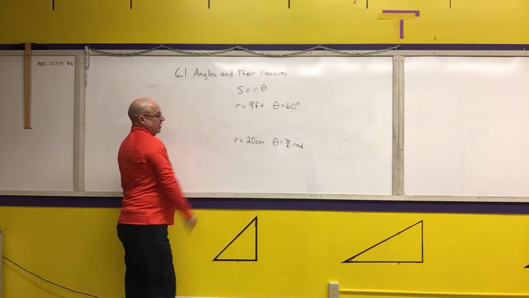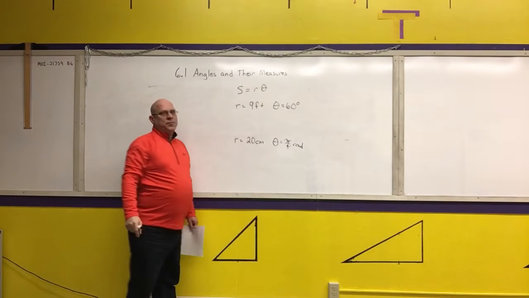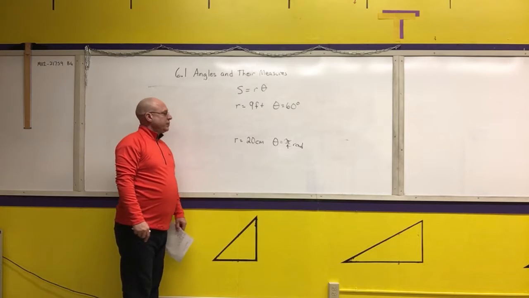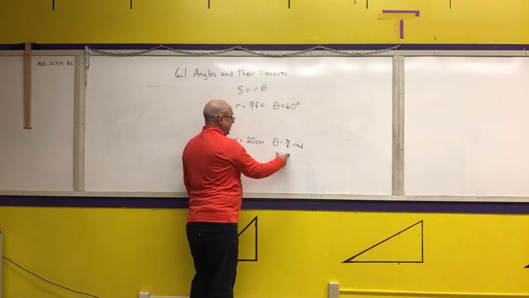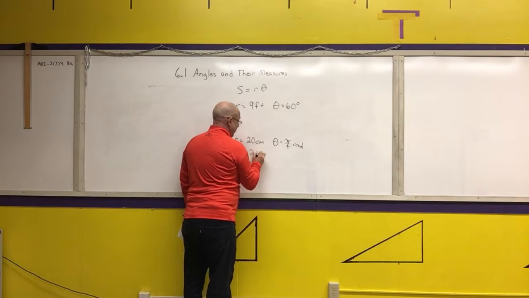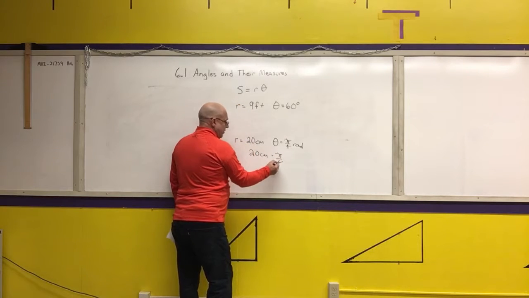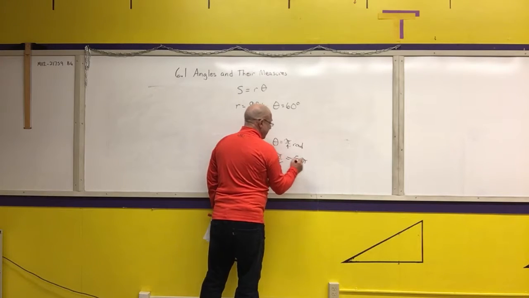The second one is actually the easier one to do because this is the definition based off of it being in radians. So if it's in radians, all I have to do is go r times theta. Well, what's 20 centimeters times pi fourths? That would cancel, and my answer would be 5 pi, would be the arc length.